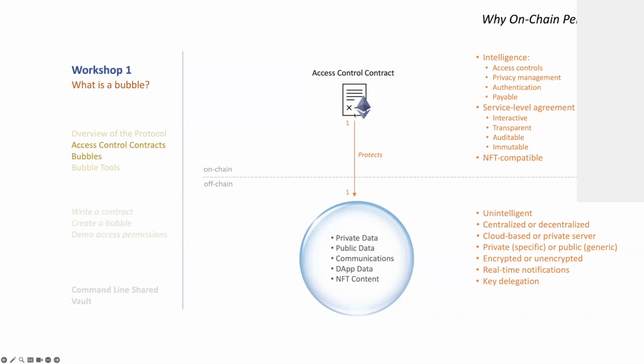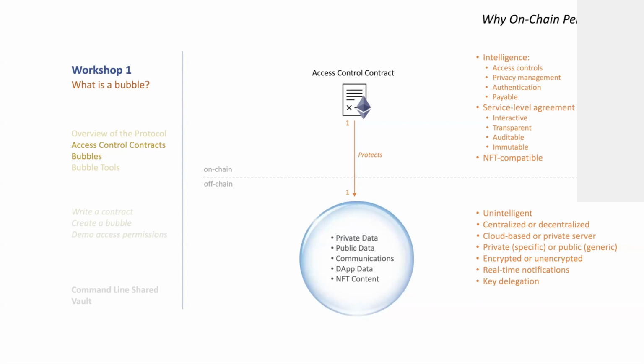And it acts as being on-chain. Of course, the properties of on-chain data is that the data is immutable, and it's public, it's transparent, and you've got an audit trail. So it acts as a service level agreement. It acts as a contract, a service level agreement contract between users of this bubble.